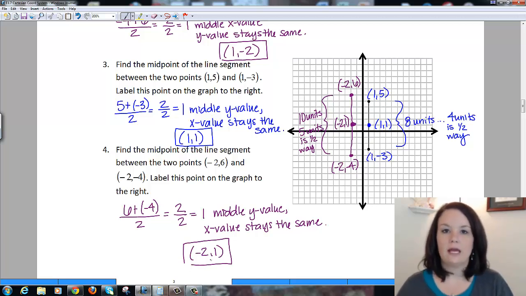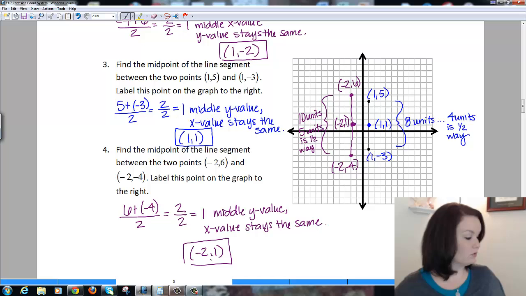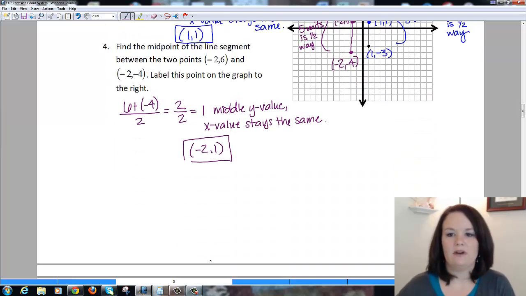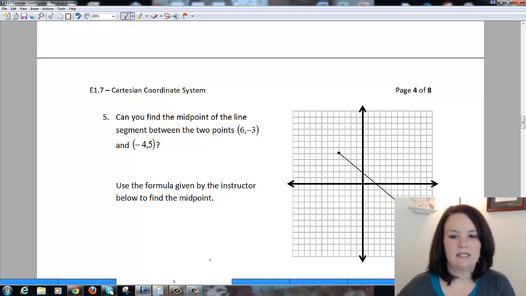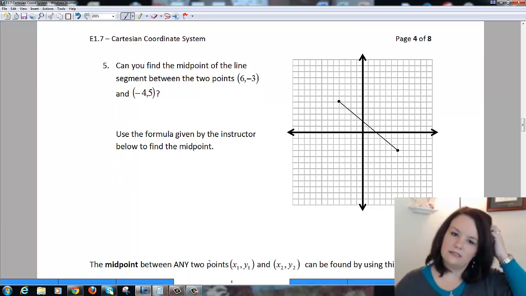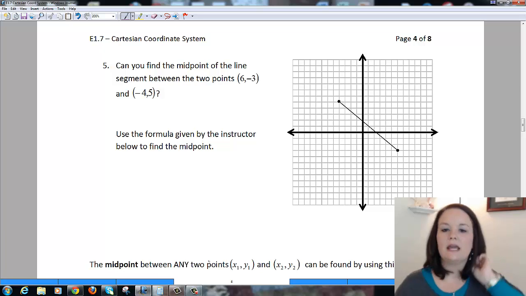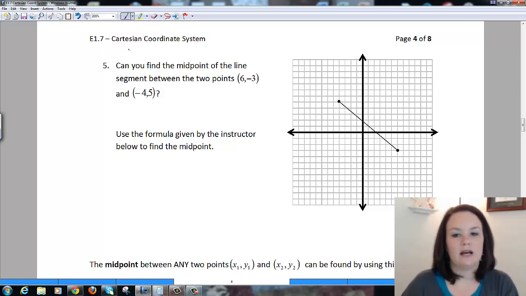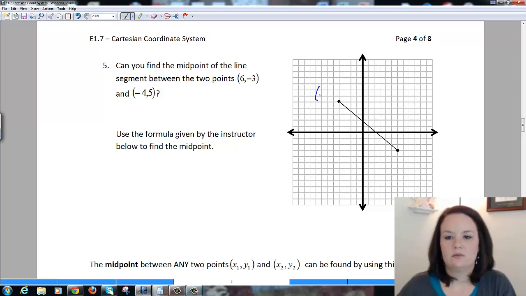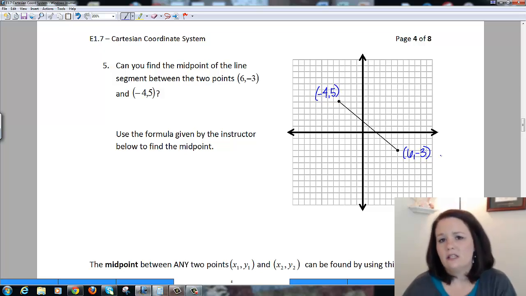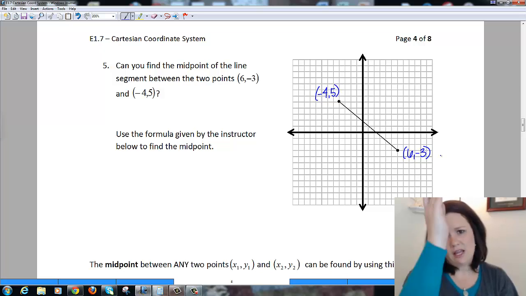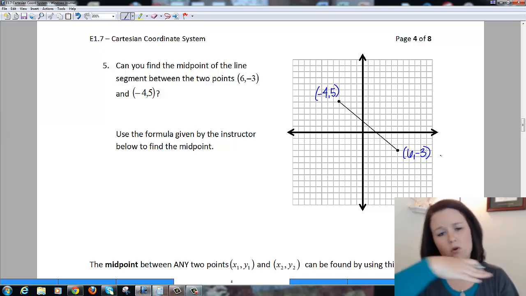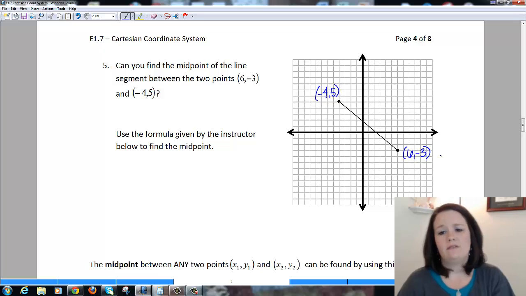Okay, so let's go ahead and apply this to a general example. If I look at a general example, it says, can you find the midpoint of the line segment between the 2 points 6, -3, and -4, 5? So I'm going to go ahead and label them. This one is -4, 5, and this one is 6, -3. Now it's a little bit harder here because this is not just a straight line up and down or horizontal, right? So I'm going to have to look at this sort of in terms of my triangle again.